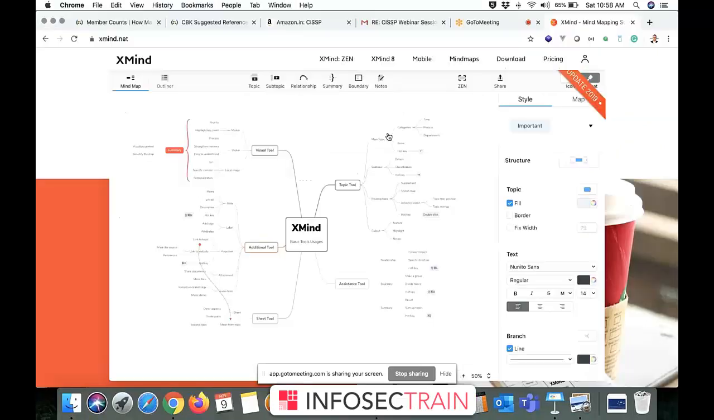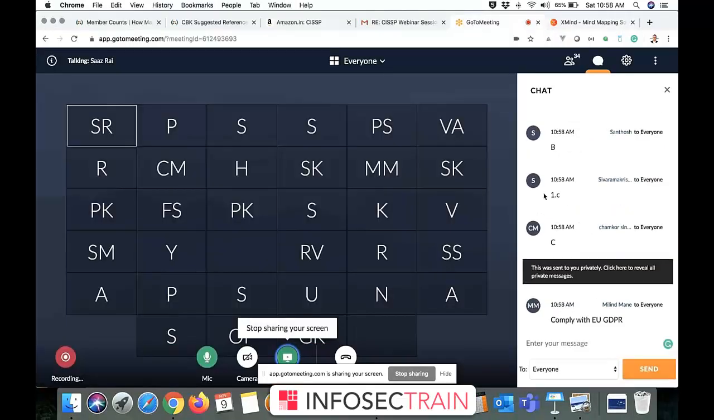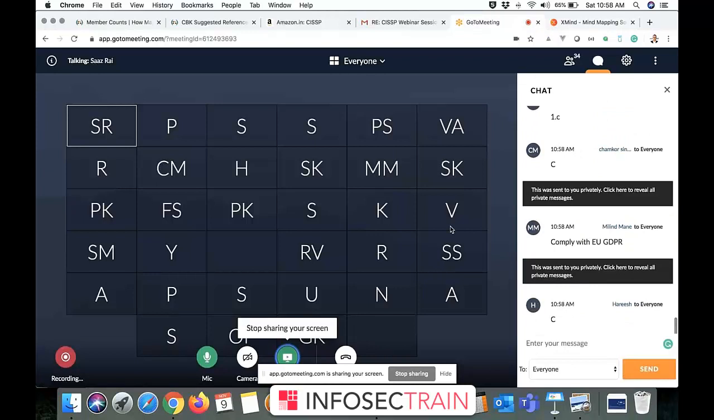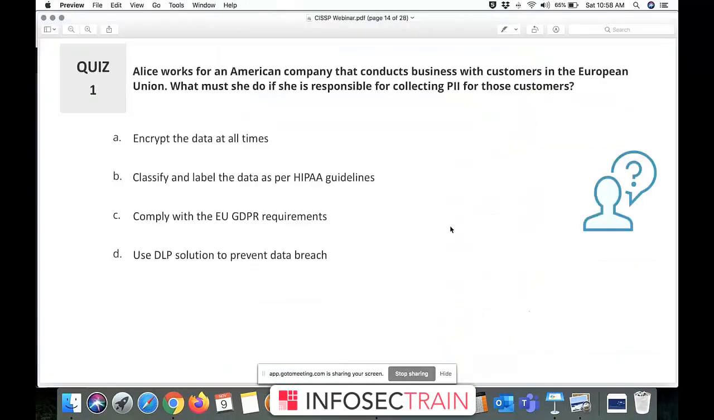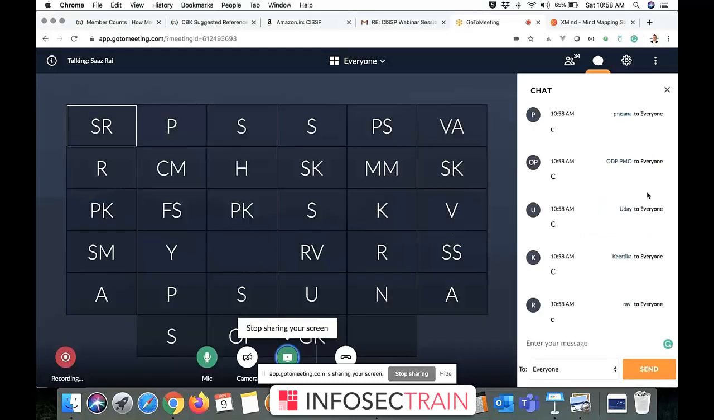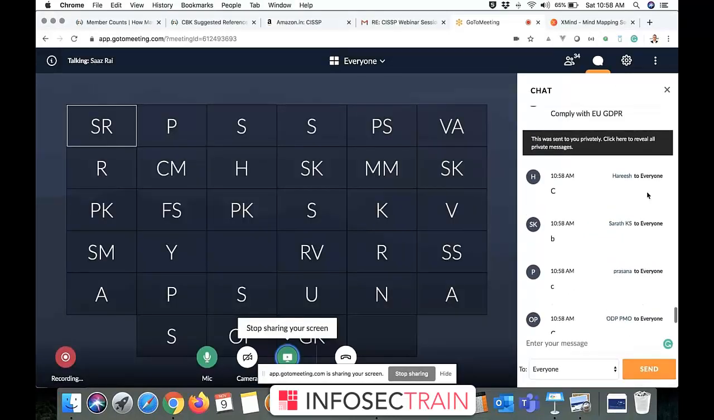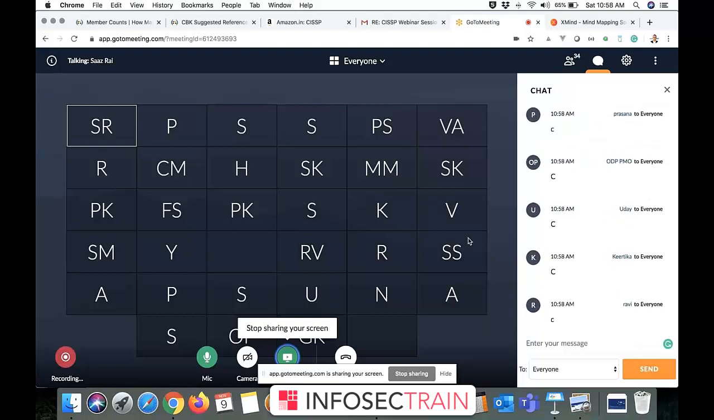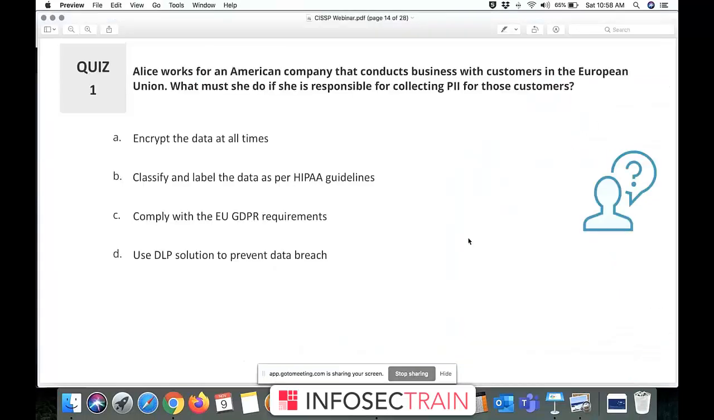Okay, I guess people are responding. I can see the options here. Fair enough. So the options are: encrypt the data at all times, classify and label the data as per HIPAA guidelines, comply with the EU GDPR requirements, or use a DLP solution to prevent any data breach, because that is important. So what do we have as answers? I think a lot of you are saying C, and some of you are saying B as well. Fantastic. Five more seconds and then we look at the answer.